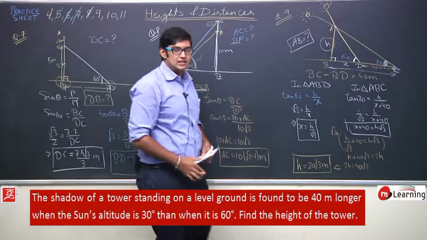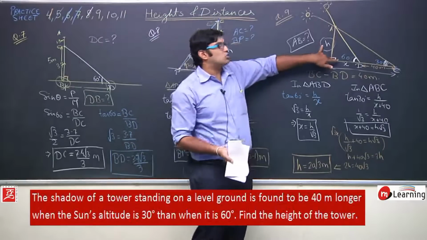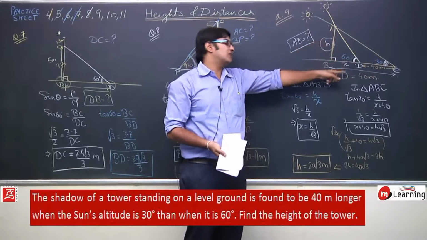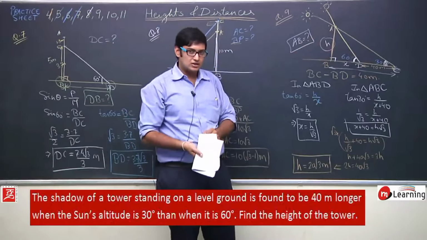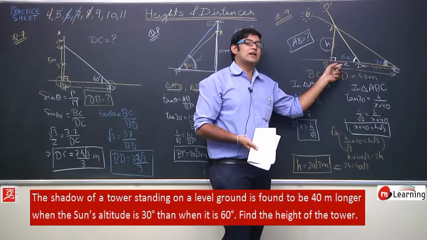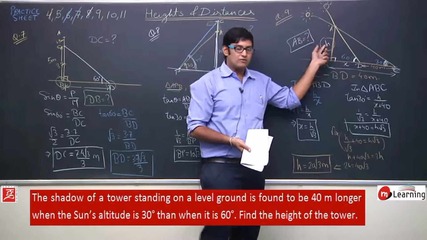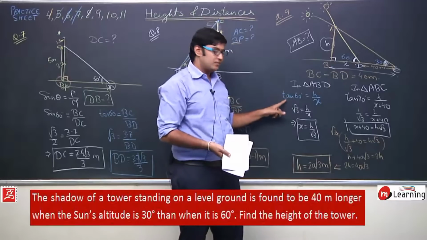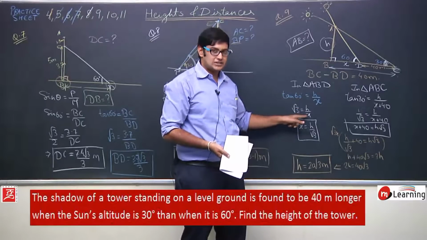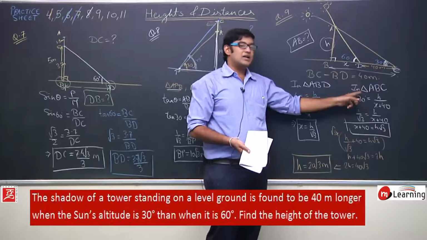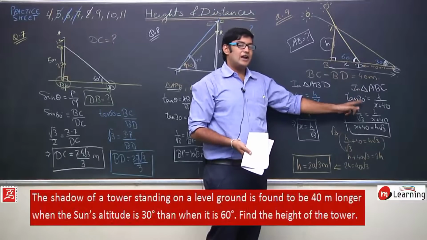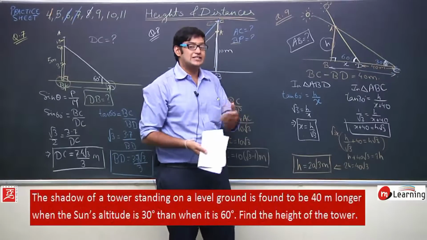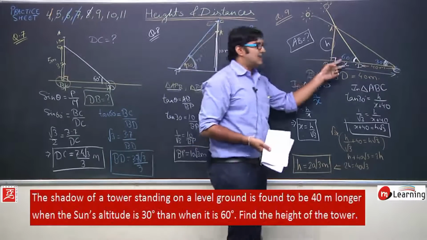Now what is the complexity in this question? The complexity is that we have two unknowns, this is h and this is x. I need to determine the value of h only, but I can determine the value of x also. It does not matter, because without determining the value of x, you will not be able to determine the value of h. So in first triangle ABD, I have applied tan 60 degree and I got a relation between h and x. In the second triangle, the bigger triangle, I have applied tan 30 degree and again I got a relation between h and x. Now why am I getting relations between h and x? Because h and x are two unknowns.